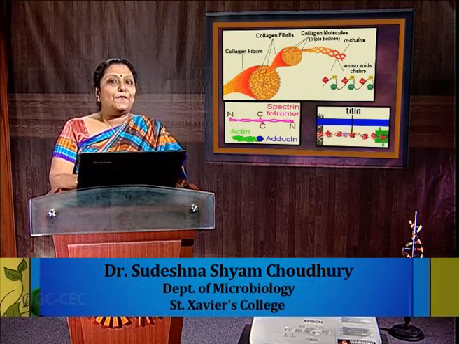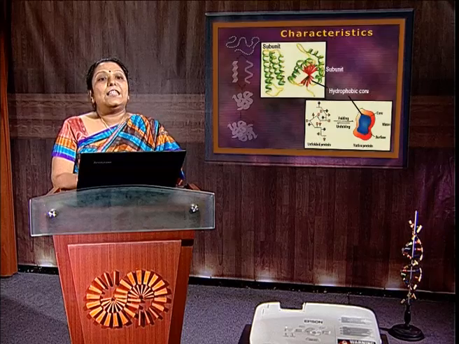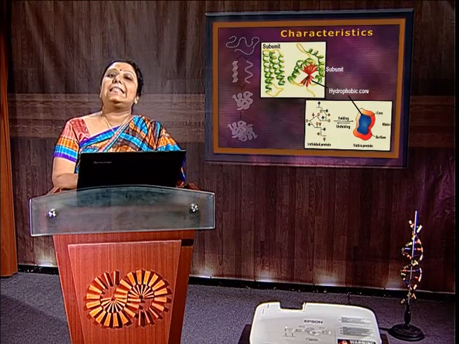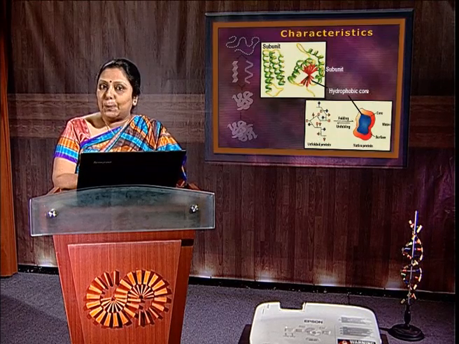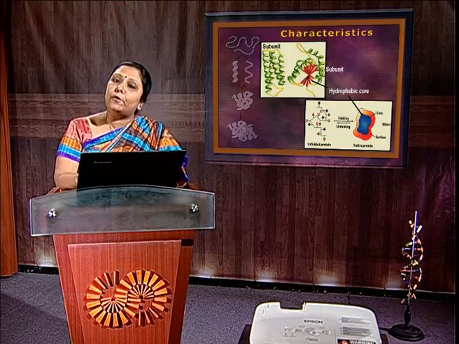Round structure is found in case of hemoglobin and myoglobin, long structure in collagen. We can find the elastic structure in titin as well as strong structure in spectrin. Now, when we are talking about the characteristics, the shape and the size of the protein is dictated by the amino acid sequence. The amino acid sequence, hydrophobic sequence dictates how the protein will be folded.